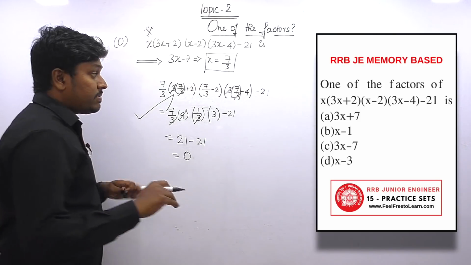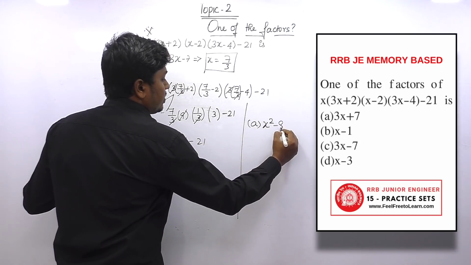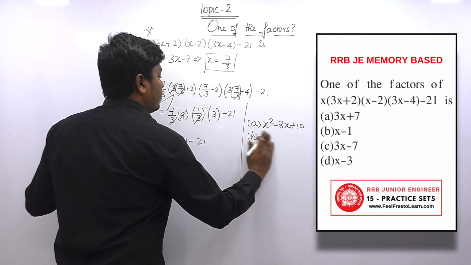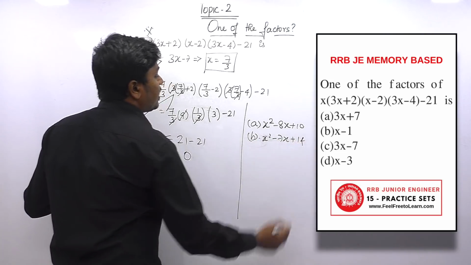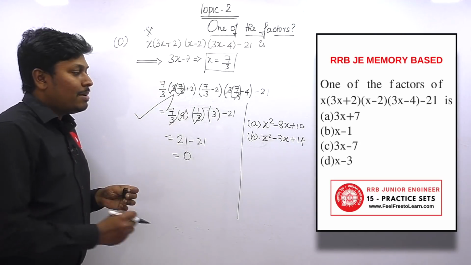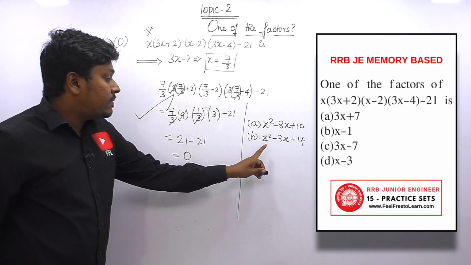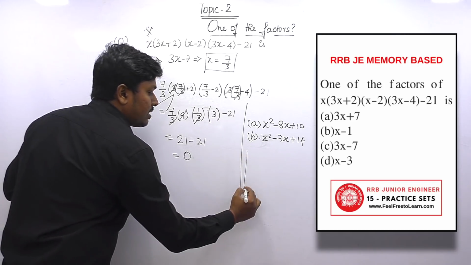And most of the students will ask me a doubt: if there is an option like this, B, x square minus 8x plus 10, or x square minus 7x plus 14, what can I do? Can I follow this method? Because if it is a single line, we can take the value of x. But if they give an equation like this, then you need to proceed with a long division method.